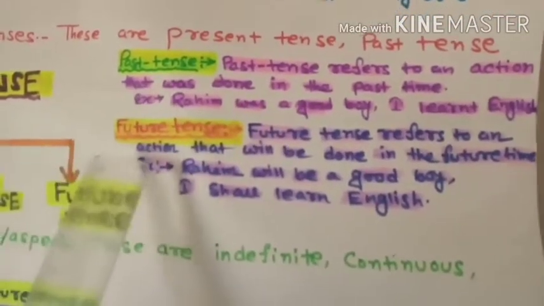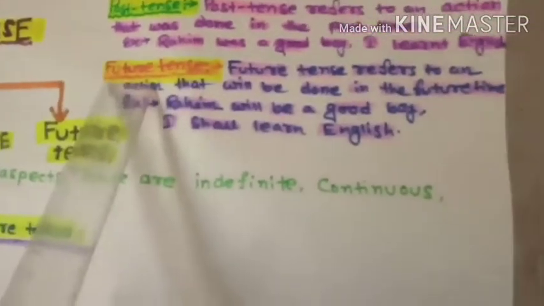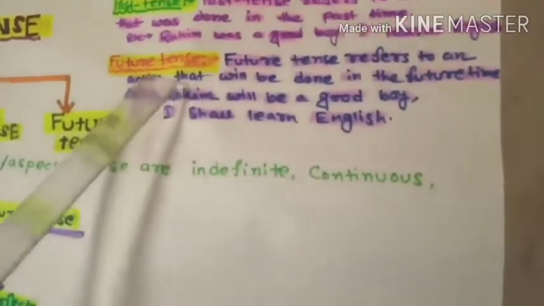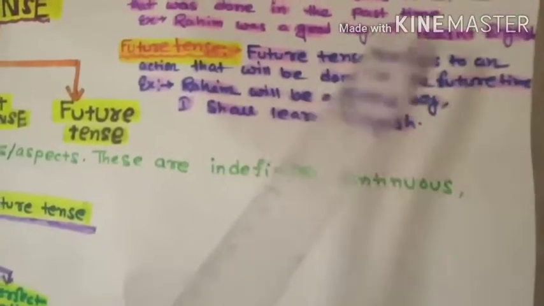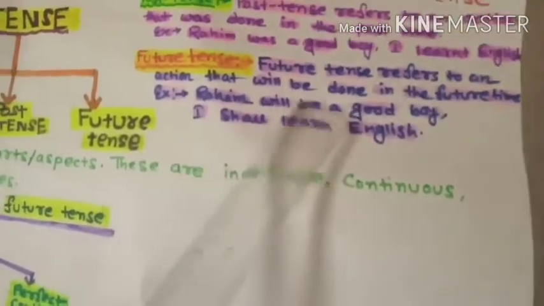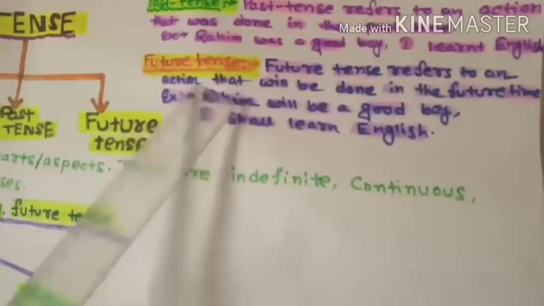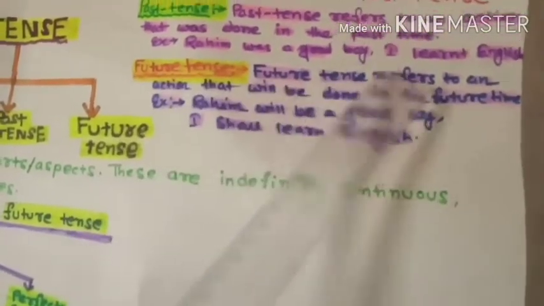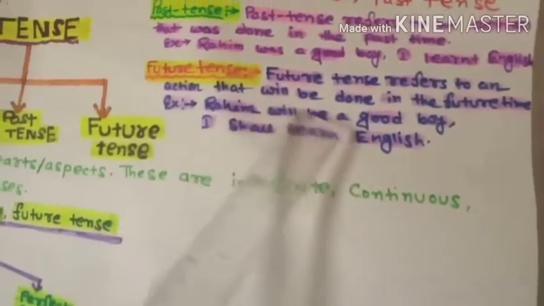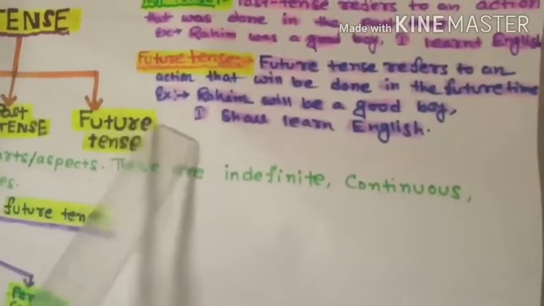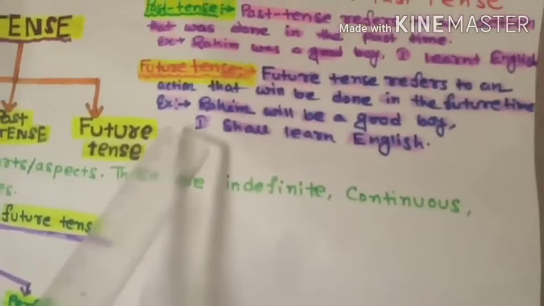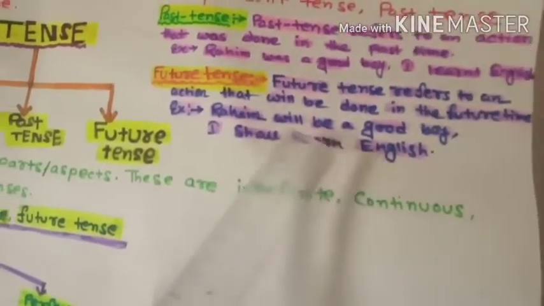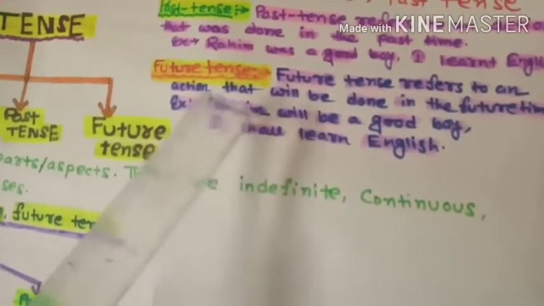So now come to the next one. It means the third one. It is future tense. So what do we mean by future tense? You can see here the definition. Future tense refers to an action that will be done in the future time. Example, Rahim will be a good boy. Next example, I shall learn English. So these are the examples of future tense.